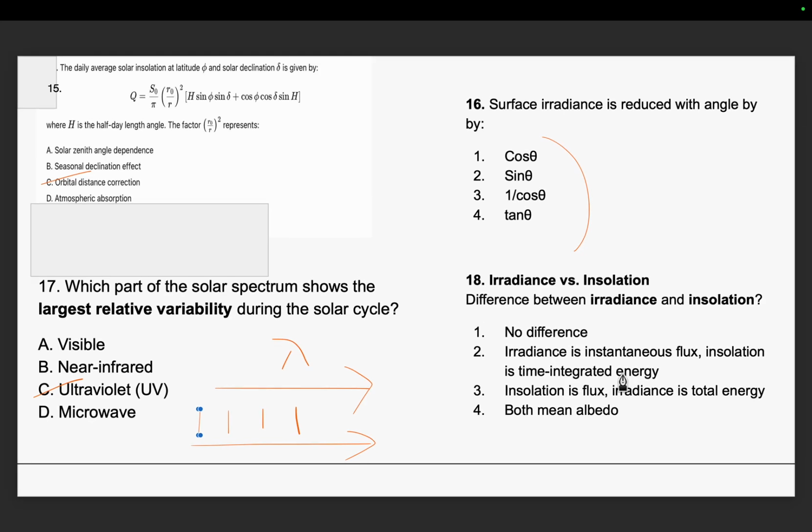In question 18, irradiance versus insolation: what is the main difference between irradiance and insolation? There is no difference between these terms. Irradiance is instantaneous solar flux, and insolation is the time integrated energy received. Insolation is flux, irradiance is total energy. Both mean albedo. What is the difference between irradiance and insolation?